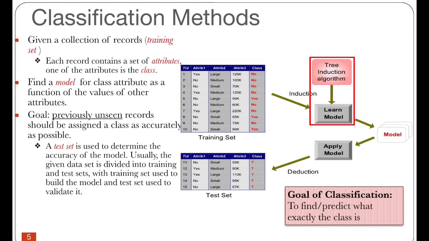Okay, let us go to the next subchapter, that is classification methods. What is classification methods? Well, you are given a collection of records. We consider this as the training set. Each record contains a set of attributes. Take a look at this: attribute 1, attribute 2, attribute 3, and also class. One of the attributes is the class, with a value of yes or no.